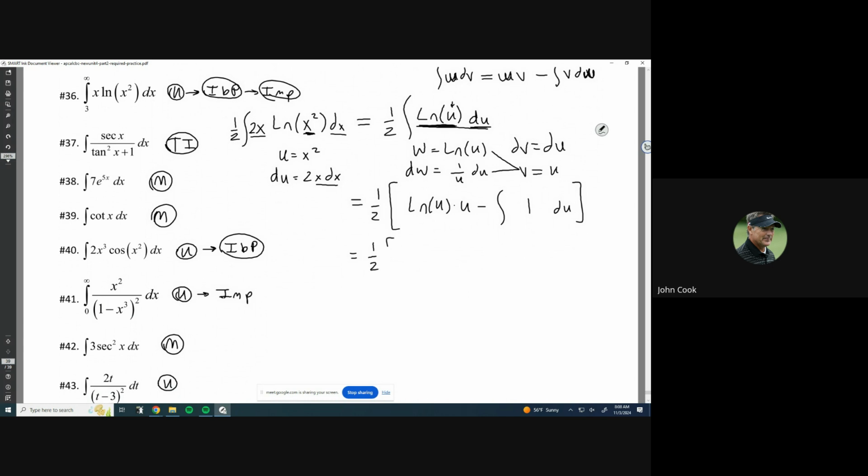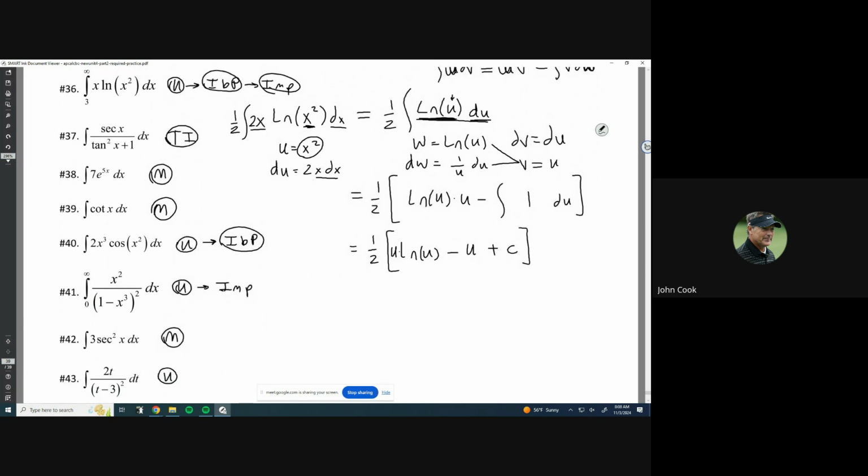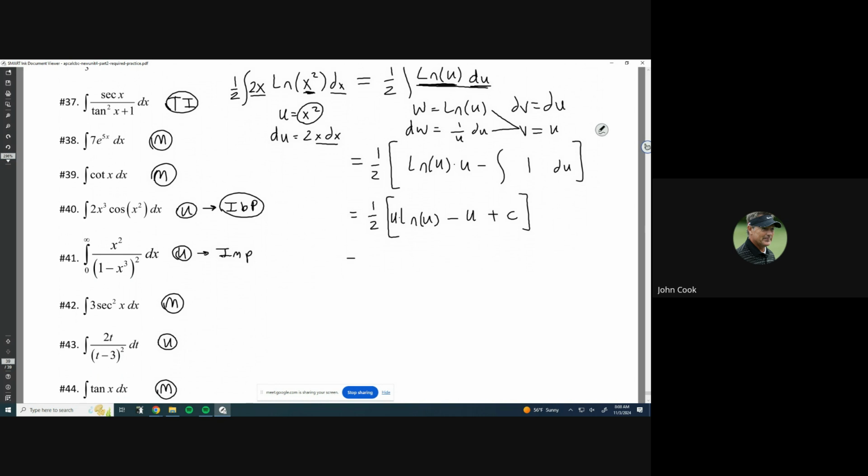So we've got 1/2 the natural log of u, and let me move that other u out front. There we go. Minus, and then antiderivative of 1 is just the variable, so it's going to be u, then plus my constant. Okay, now I'm going to substitute back in. So remember that u was x squared. So I'll plug in the x squared. So I've got 1/2 x squared natural log of x squared, minus x squared plus c. There we go. So there's our antiderivative for this one, doing a u substitution and then an integration by parts.